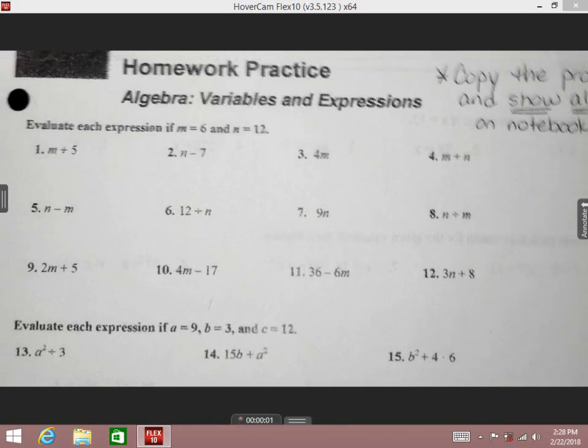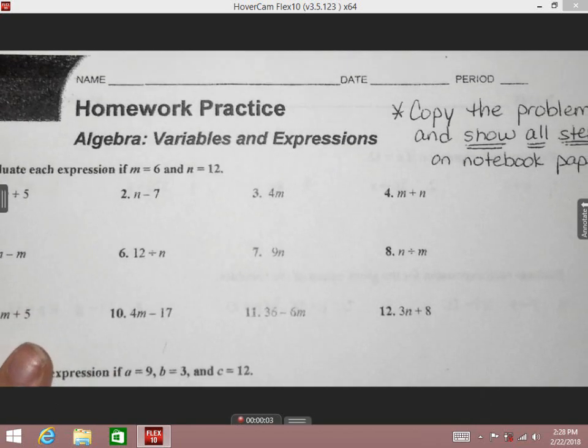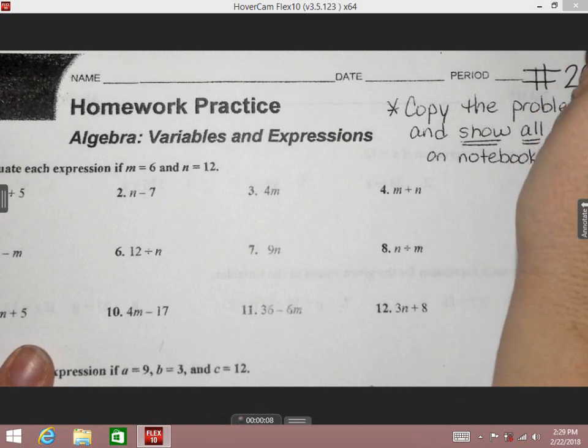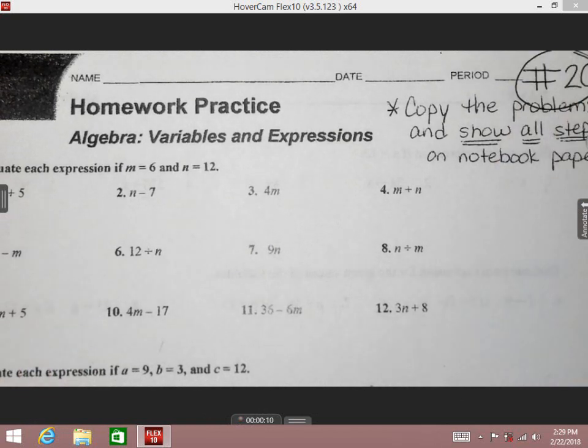This is going to be number 20. I'm going to start on the side that says homework practice. All right, this is going to be number 20, so let's go ahead and number that because it is going to be in our notes section because it's our only day where we're going to explicitly only talk about evaluating.